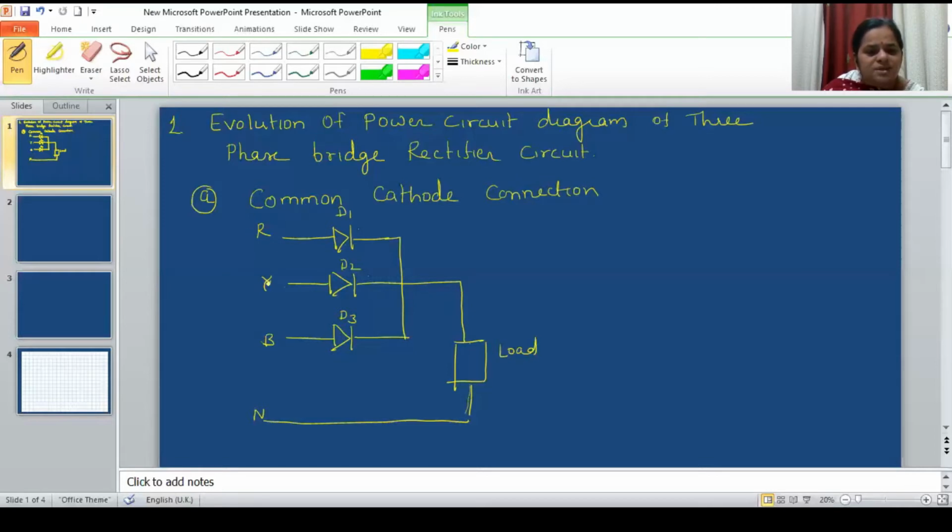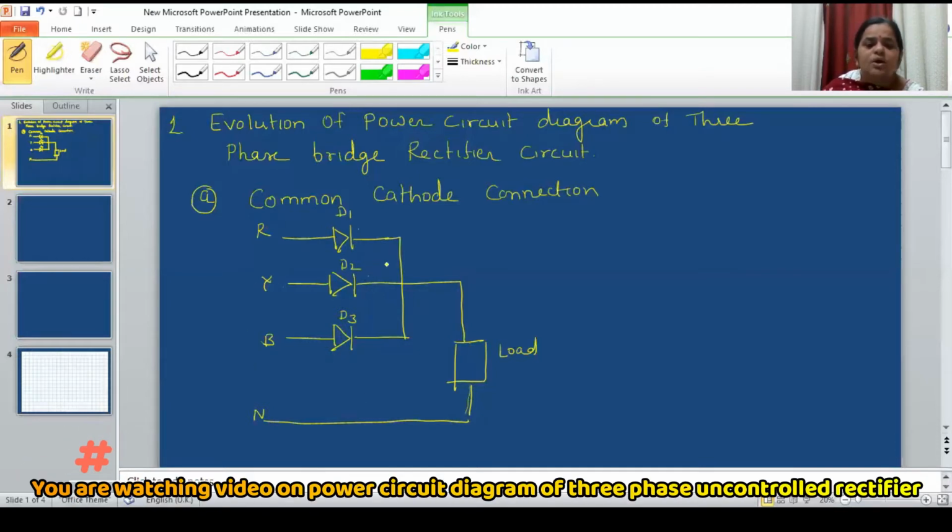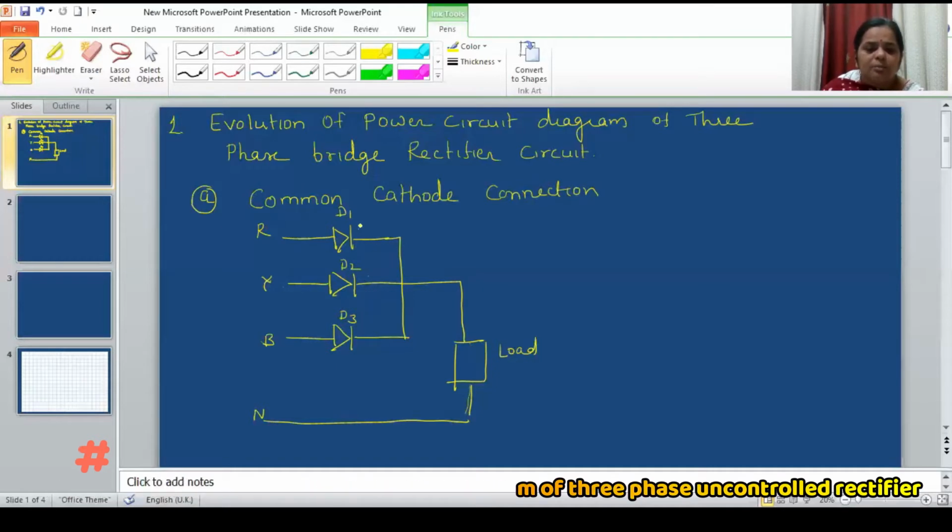One diode is connected to R phase, the second diode D2 is connected to Y phase, diode D3 anode is connected to B phase, and the cathodes of all these three diodes are short circuited, and through this short circuit a load is connected between the neutral and the common cathode terminal of the diodes. That kind of connection is called a common cathode connection because the cathodes are at similar potential as they are short circuited.